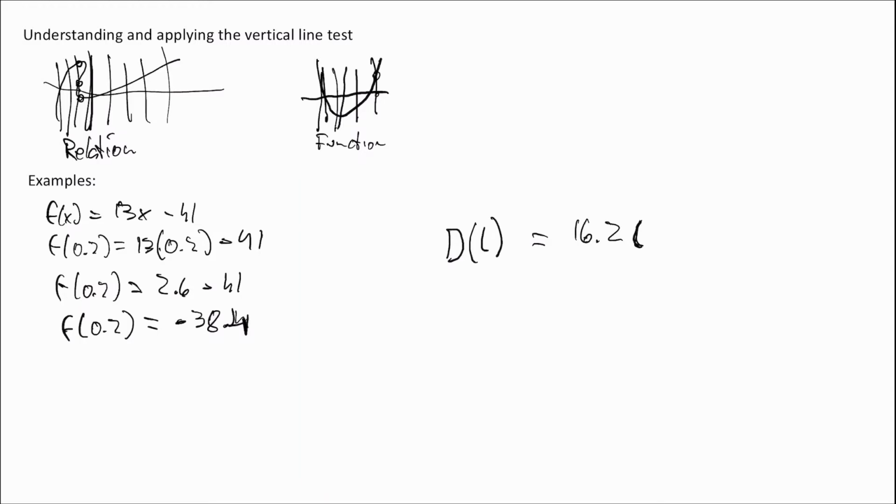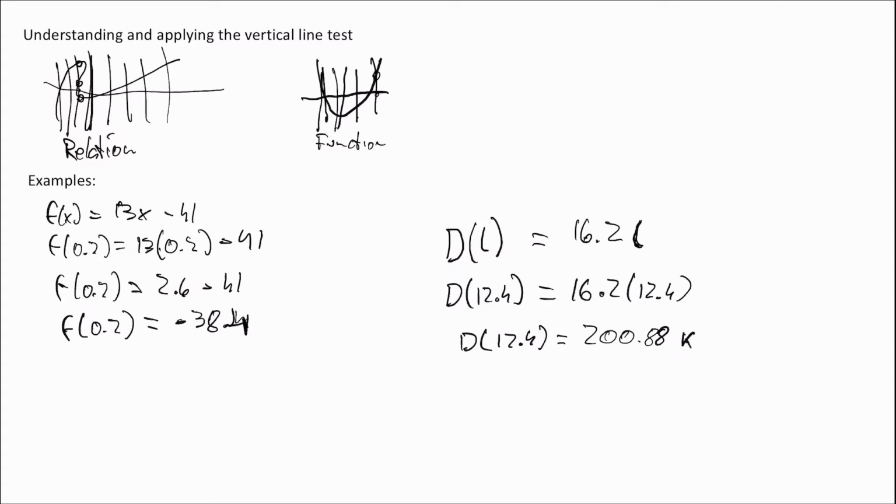So what can I do with this? Let's say I want to know how far I can go. My question here, how far can I drive if I spend 12.4 liters of gasoline? Well, that means that if I input 12.4 liters of gasoline, then my output in kilometers will be 16.2 times 12.4. My answer for that will be 200.88. So D of 12.4 equals 200.88. If I use 12.4 liters of gasoline, I drove 200.88 kilometers. So now let's go for a last example.